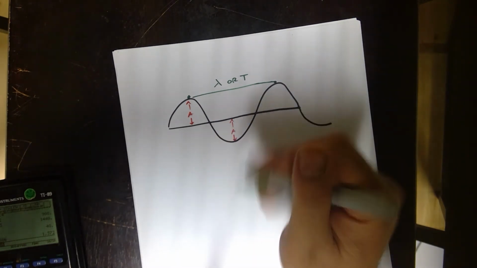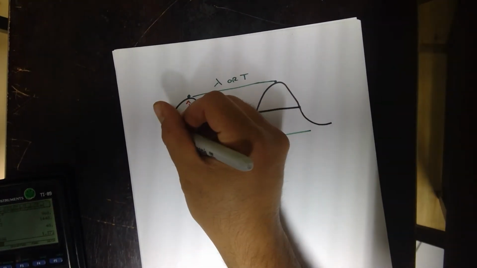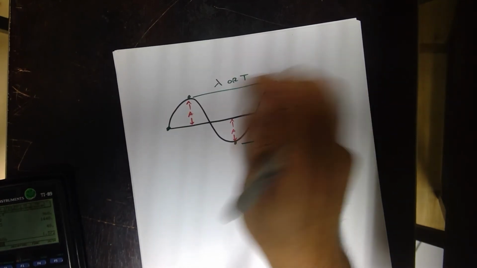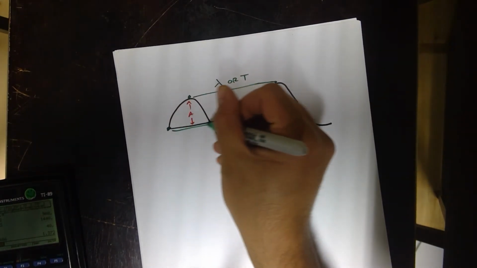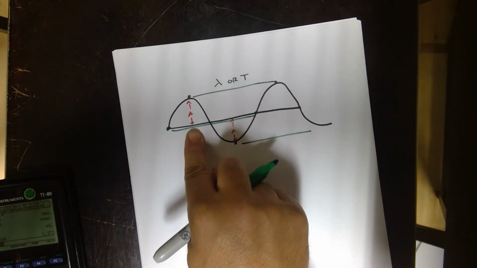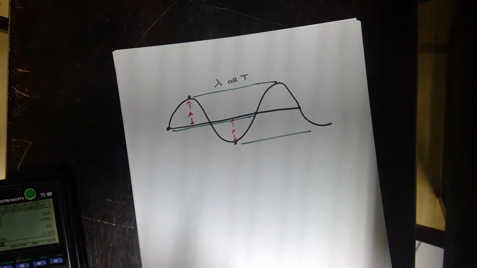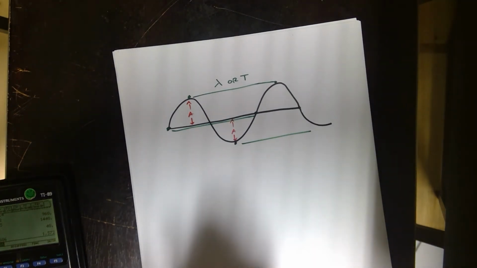You can get the same measurement going trough to trough. You can even get it by looking at one full sine curve. This distance right here, or this measurement right here, would give you lambda, or it would give you the period, depending upon what the axis is. So that's very important to recognize.